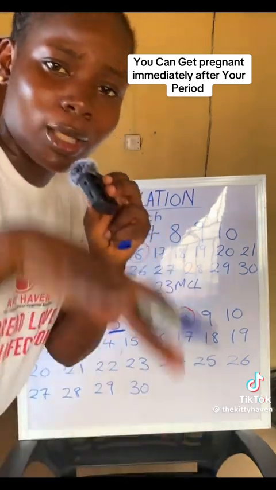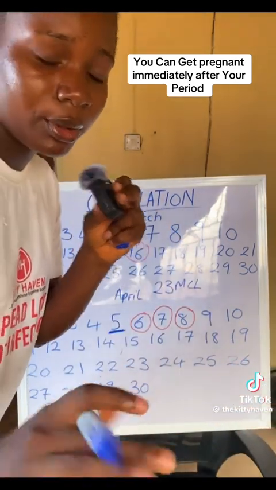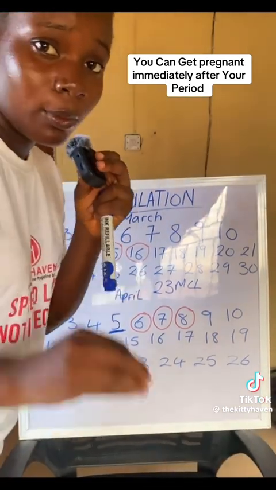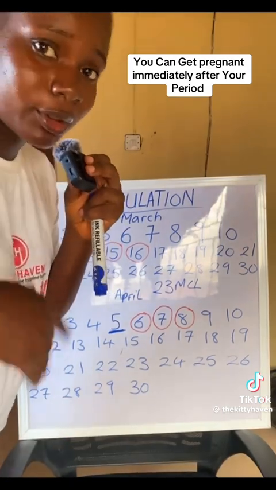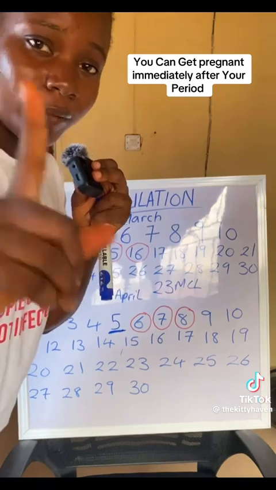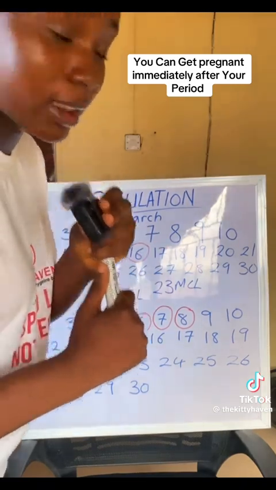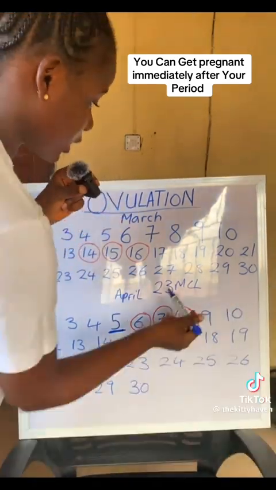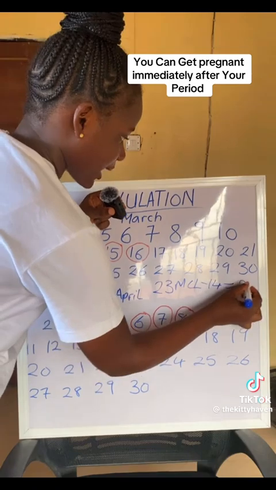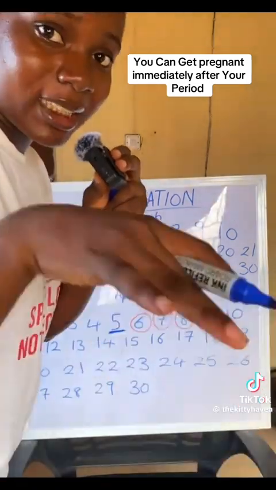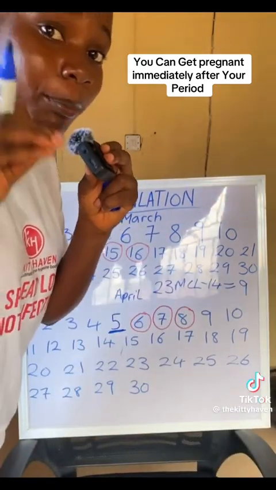Now, how is it possible for her to get pregnant immediately after her period? Remember that I said whatever your menstrual cycle length is, you are going to deduct 14 from it. So we are going to be deducting 14 from Moyo's menstrual cycle length, and she has a 23 days menstrual cycle length. So we'll say 23 minus 14, which is going to give us what? 9. So on the 9th day of her cycle, that is when she's going to be ovulating. That is her peak ovulation day.